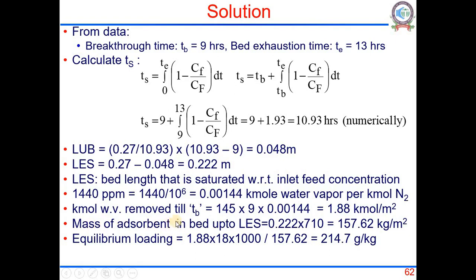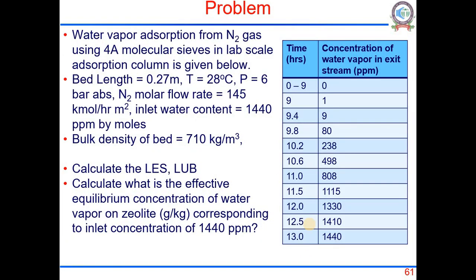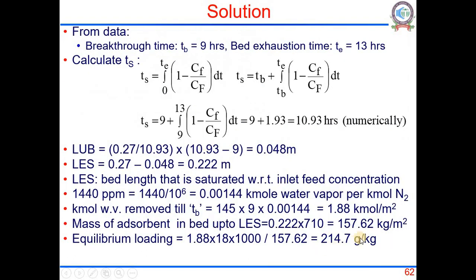Now the mass of the adsorbent in the bed up to the length of the equilibrium section. Because we are using TB, we are using the length of the equilibrium section. So that will be 0.222 into 710, where 0.222 is the length and 710 is the bulk density. So this means 157.62 kilograms of adsorbent is there per meter square of the bed. So the equilibrium loading would be 1.88 kilomoles into 18, that will give you kilograms, multiplied by 1000, that will give you grams, divided by this 157.62, that will give you 214.7 grams per kg.